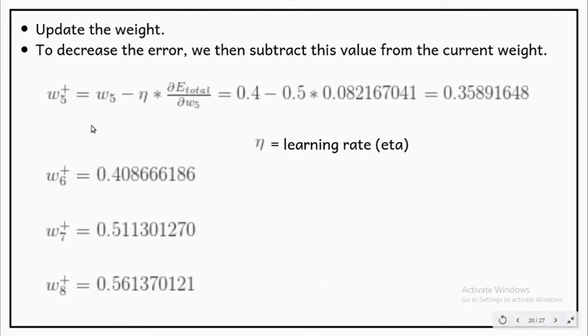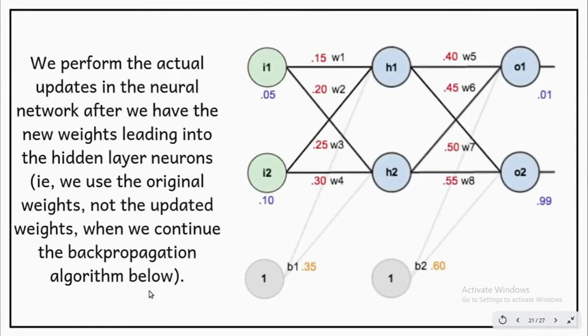So here, what was the initial weight? The initial weight was 0.4. Here I am considering the value of eta as 0.5, and I have substituted the total error we have got, and this is the final updated weight we have got. Similarly, we will perform the operation for W6, W7 and W8, and we will get the final updated weights. Since we have moved from O1 to H1, but have not moved till I1, we are still at the intermediate stage. So we will perform the actual updates in these weights only when we have reached I1.